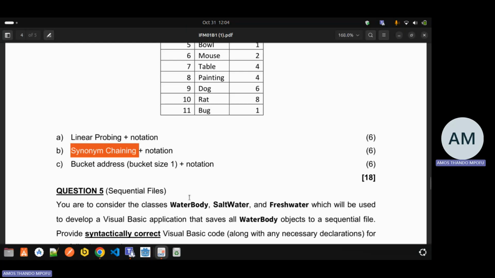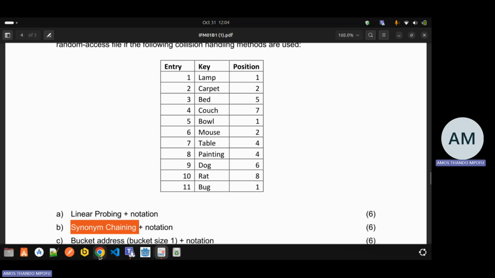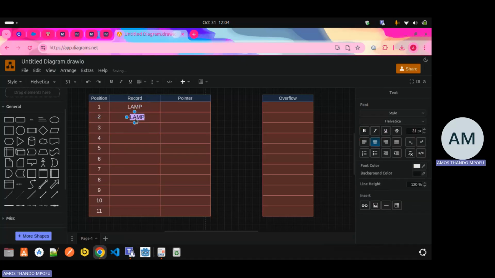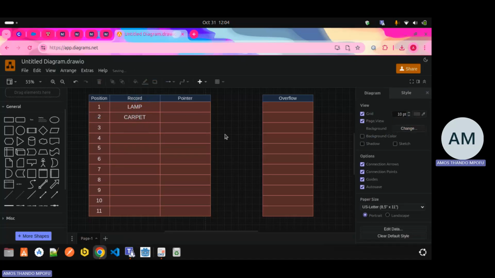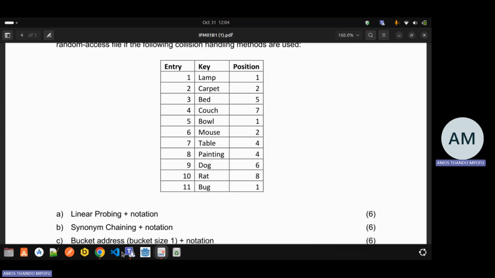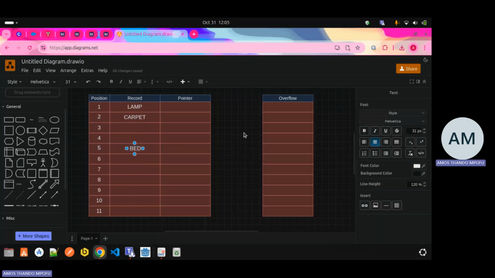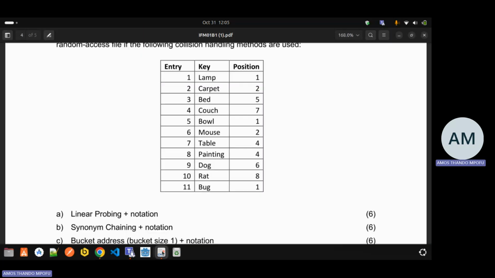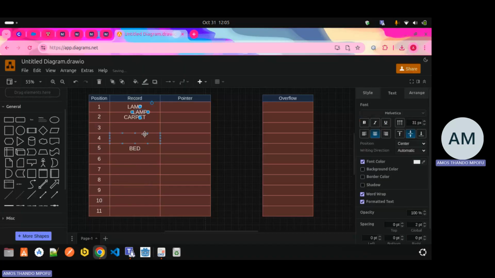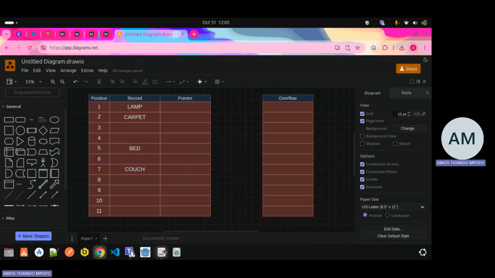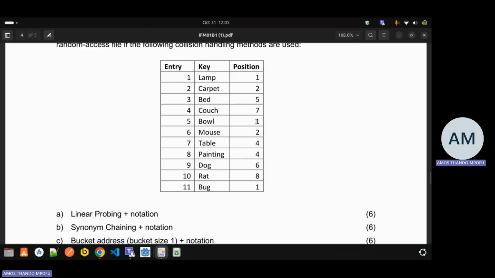So synonym chaining. Let's go back. Carpet is number 2, so copy this, and I'm going to put carpet here, 2. So far so good. And then bed is 5. It goes to index 5, that's bed, or position 5. And then couch is at position 7. So I'm going to go to position 7, and then I say couch. So there we go.